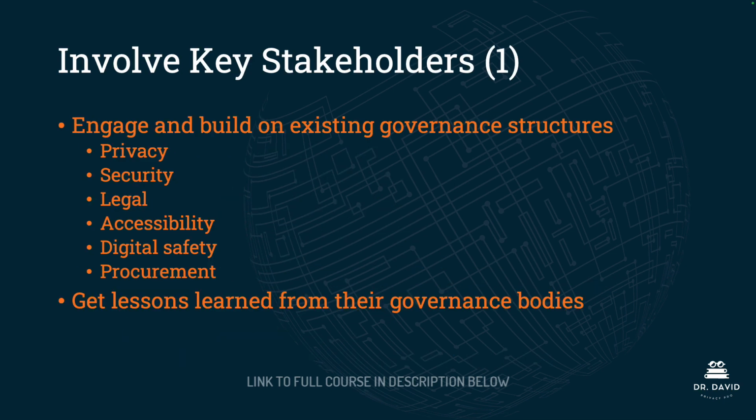With regards to key stakeholders, there are a few different business functions that you're going to want to target early on. These include privacy, security, legal, accessibility, digital safety, and procurement. These are going to be important participants in the AI governance body. These are also going to be important sources of feedback.